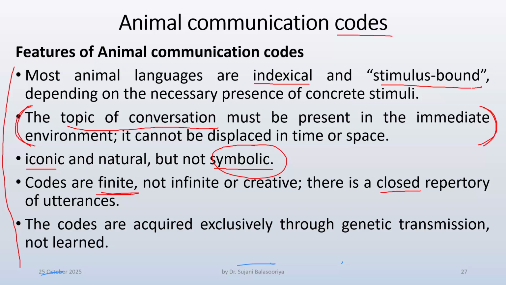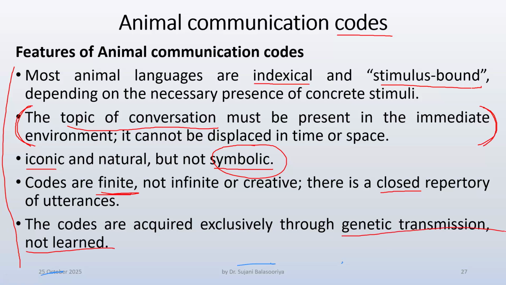So whatever the sounds or expressions they create is quite closed. They don't have the capacity to produce novel utterances. They can't. That is why we say finite, right? And the codes are acquired exclusively through genetic transmission, not learned. This is also an important point to talk about with animal communication codes, right?